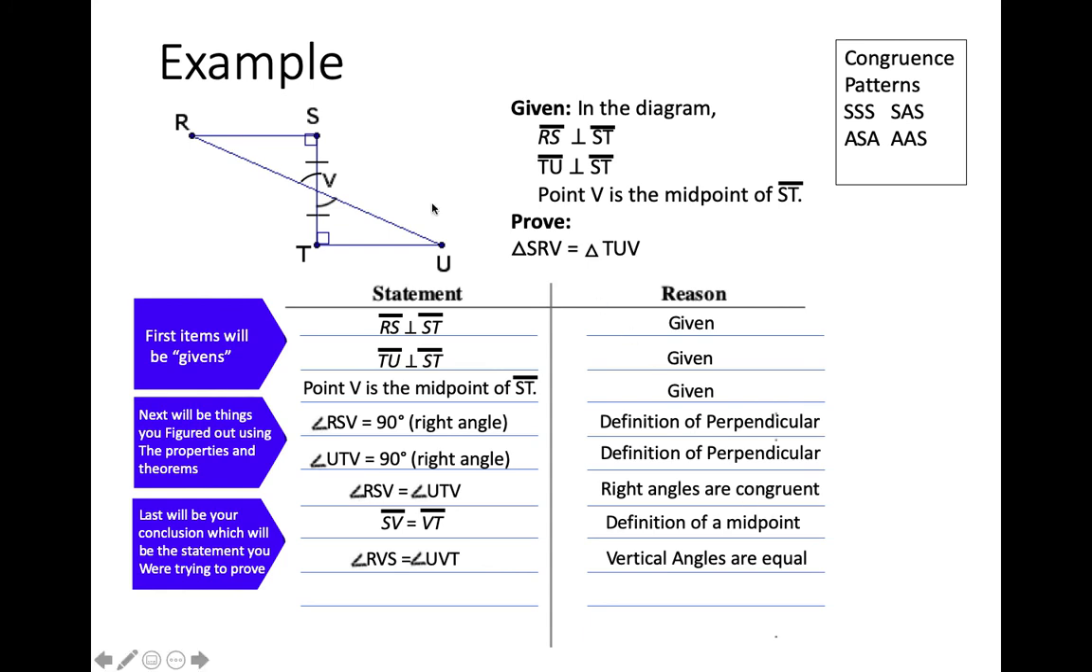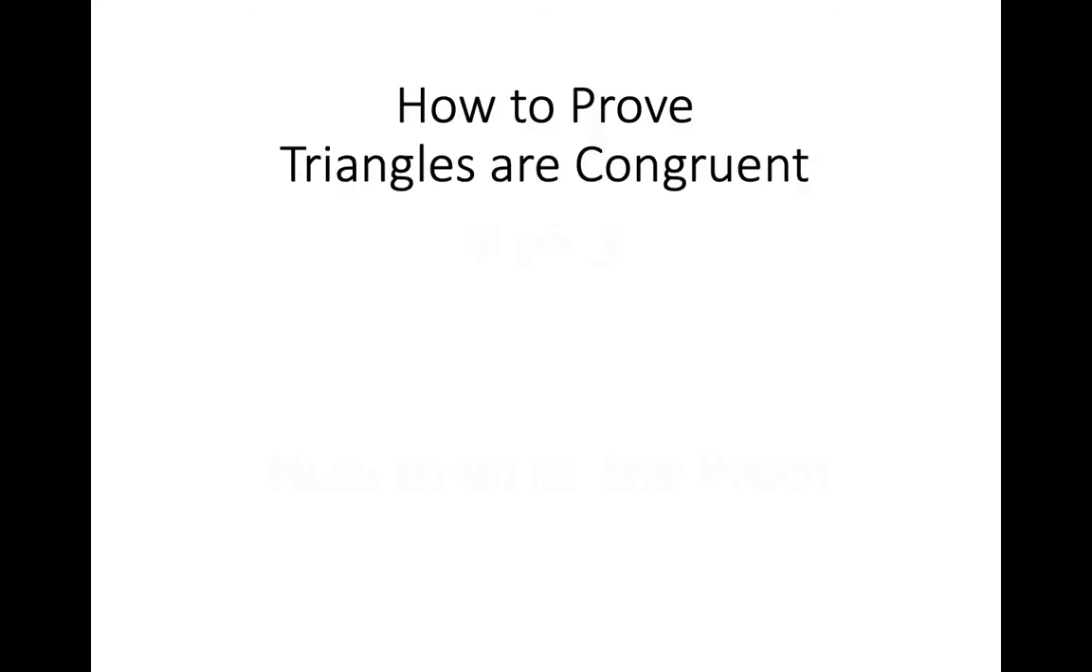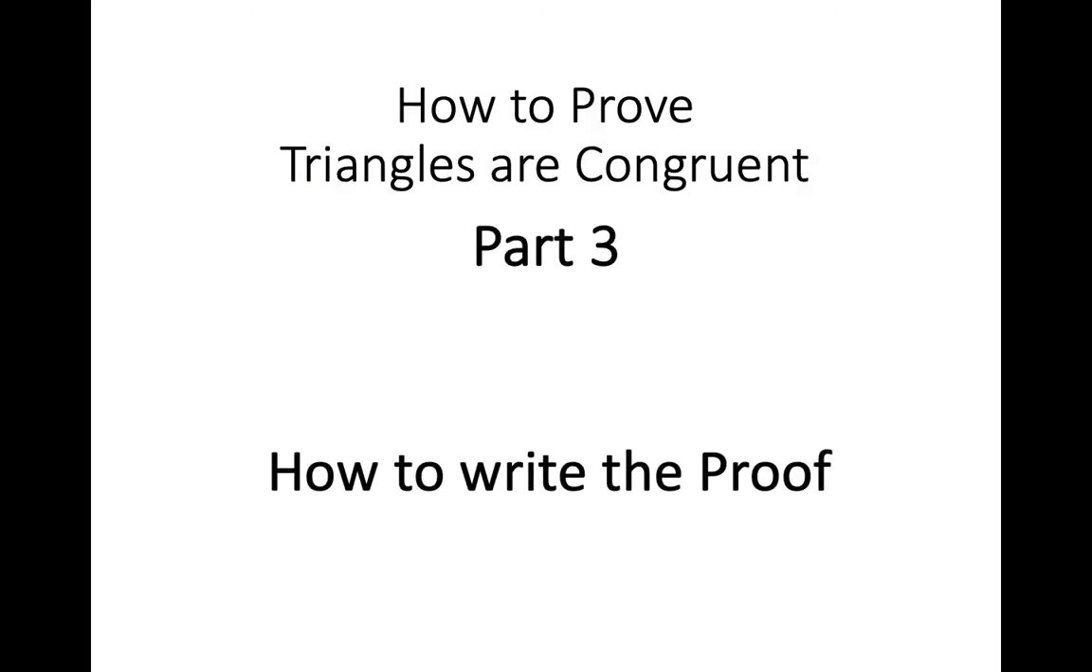We've got angle, side, angle on one triangle that are congruent to the corresponding angle, side, and angle on the other triangle. So all we have to do is write our conclusion and say that the reason is angle, side, angle. Well, that concludes how to prove triangles are congruent, part 3, on how to write the proof.